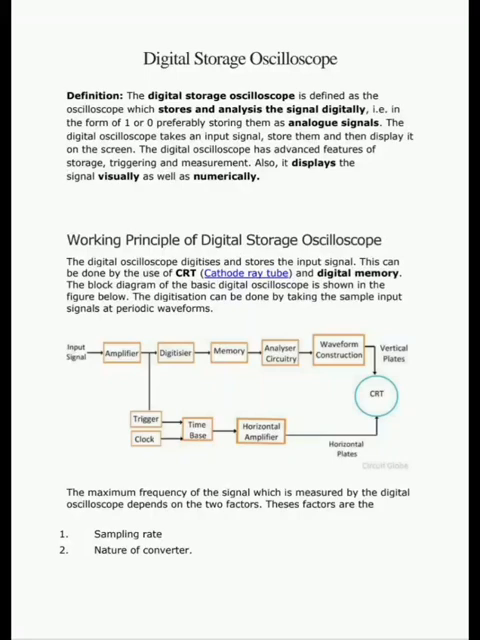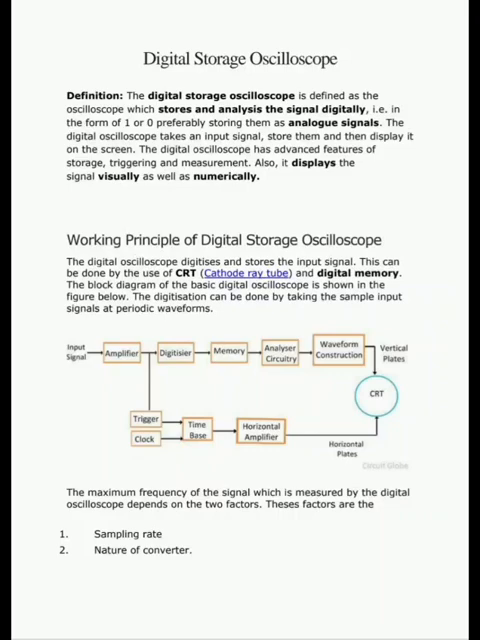Working principle of digital storage oscilloscope. The digital oscilloscope digitizes and stores the input signal. This can be done by the use of circuits, cathode ray tube, and digital memory. The block diagram of the basic digital oscilloscope is shown in the figure.